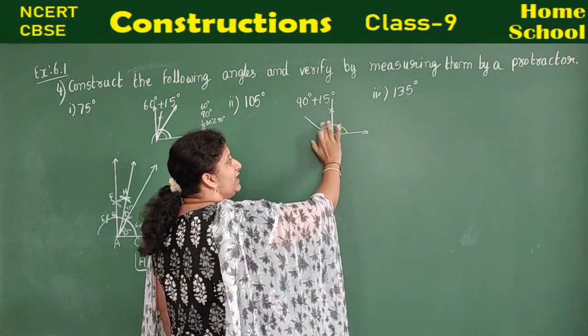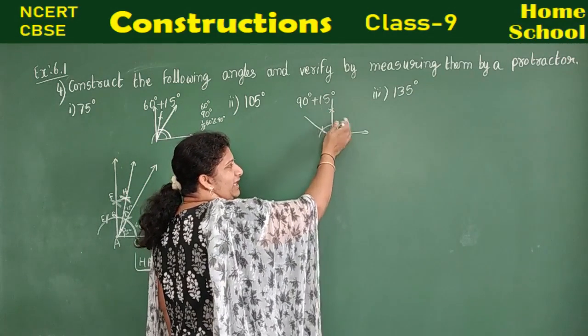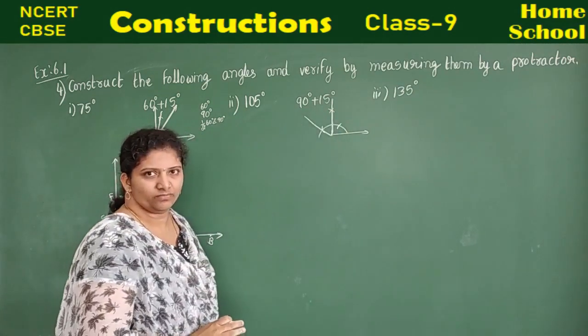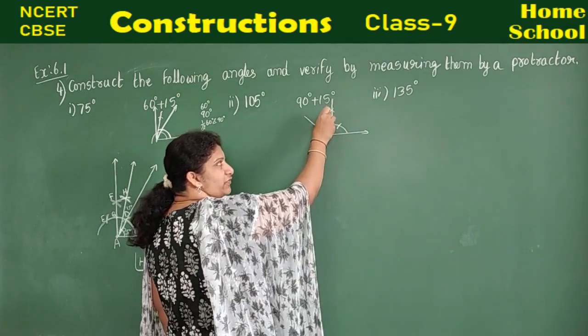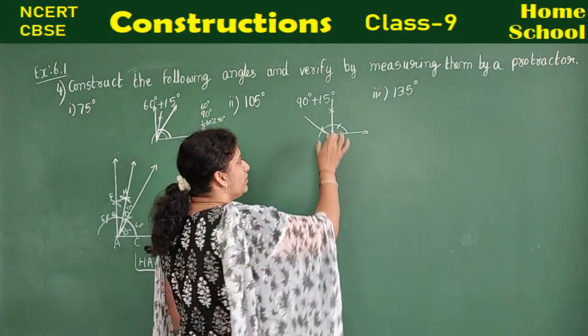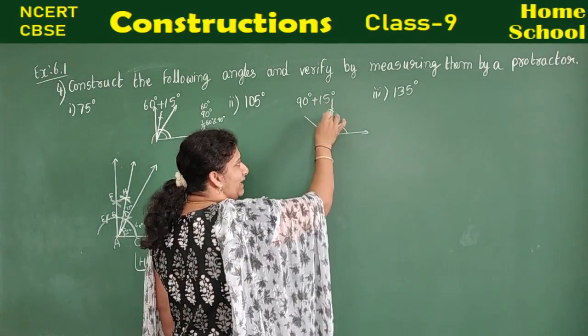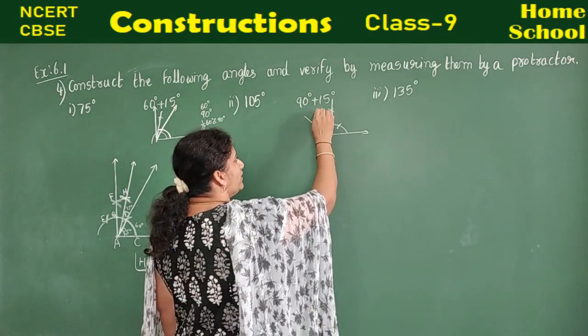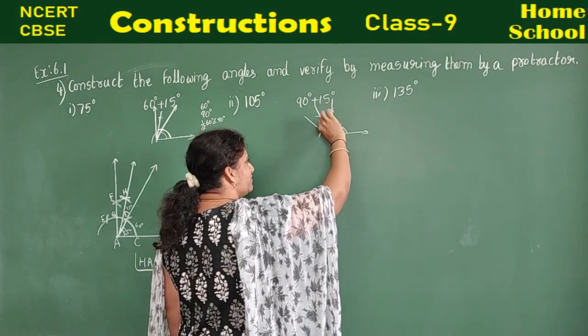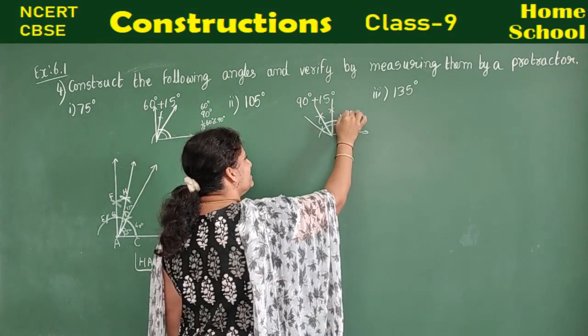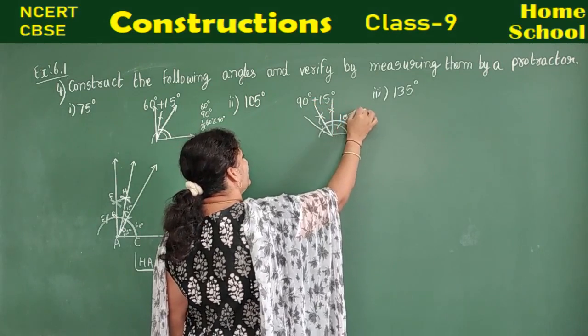I don't want a 30-degree angle. I need only 15 degree after 90. Understand carefully. 90 degree plus 15 degree I want. So in these two, do an angular bisector. More than half, draw an arc, cut an arc, and then join. Now the angle so formed is 105 degree.